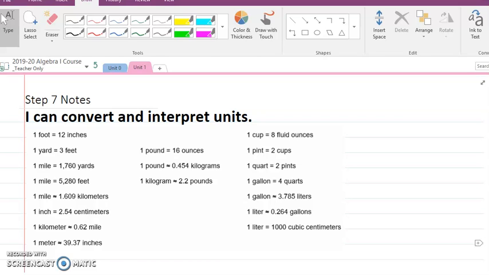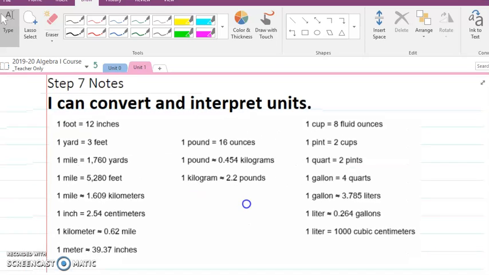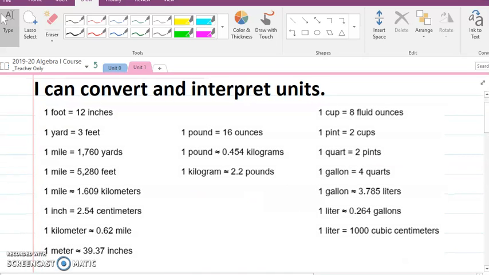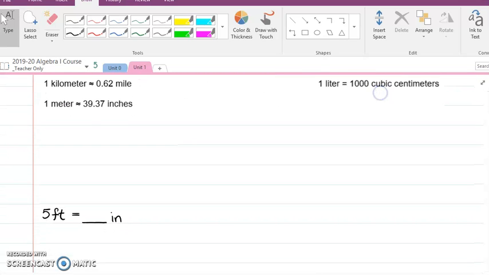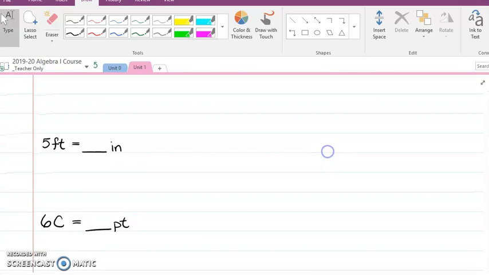Welcome to step 7. By the end of this step, you will be very comfortable converting and interpreting units. To start with, I've given you a list of some very common unit conversions. These are the ones that seem to appear most frequently. This is not all of the conversions, it's just many that we will use in this step as we complete some of our problems.